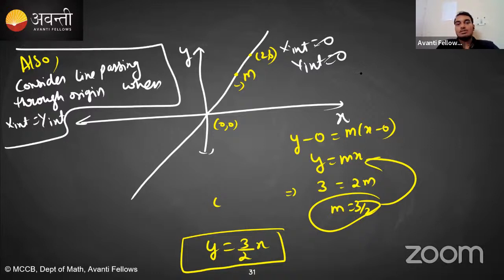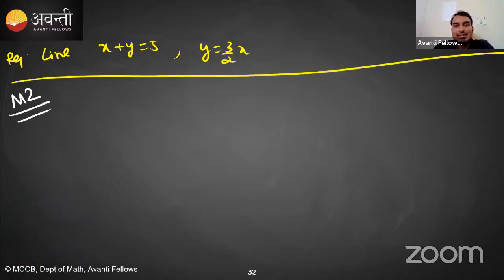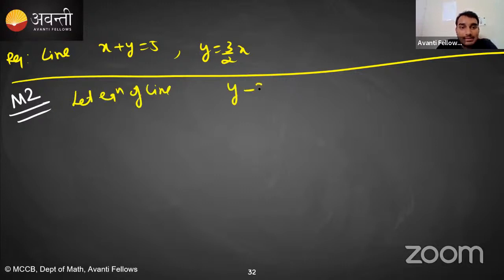Is this clear? So students, see, you can also do this thing with another method. There is one more way, and there you don't have to rely on whether the line is passing through the origin or not. First method is clear. Now the line is passing through (2, 3). So let the equation of the line be y minus 3 is equal to m(x minus 2). Yes or no? This would be your equation of the line, right?